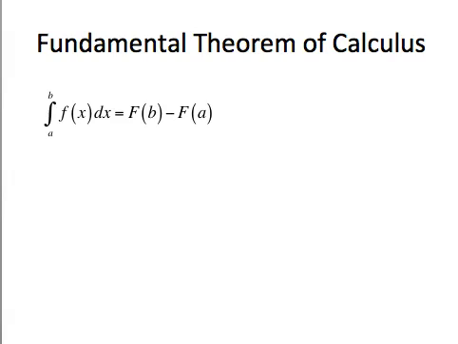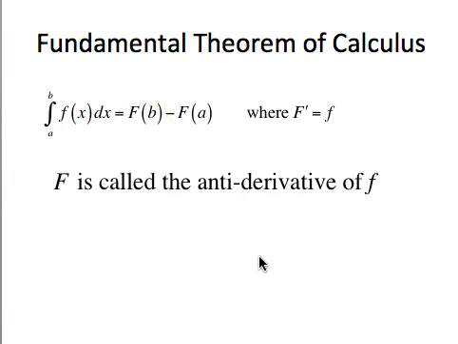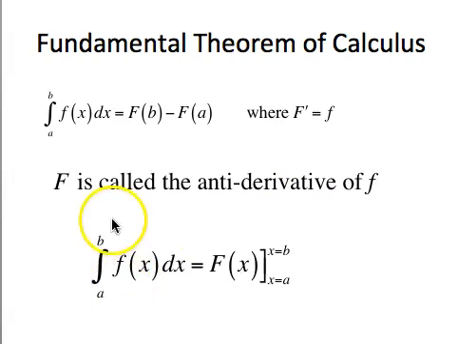But what is capital F? Well, capital F is a function whose derivative is little f. So if I have this function little f, I've got to think of a function capital F whose derivative is that little f. We call capital F the antiderivative of little f. And the notation we prefer to use is we say the integral from a to b of f of x dx is capital F, the antiderivative, evaluated from the endpoint a to b. This of course means F of b minus F of a, but this is the notation we'll be using.